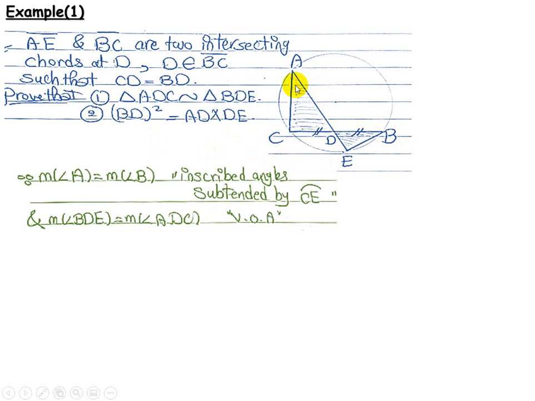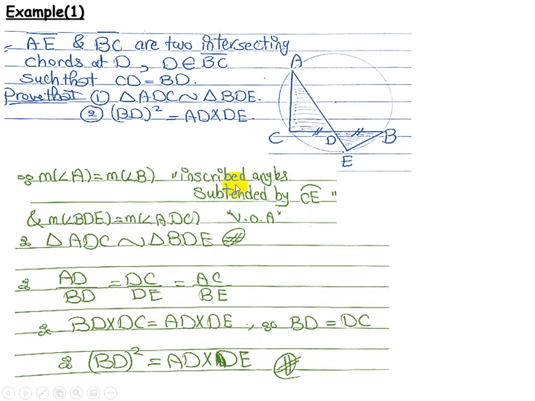First, measure of angle A equals measure of angle B because they are two inscribed angles subtended by the arc CE, and also measure of angle BDE equals measure of angle ADC, vertically opposite angles. So the two triangles are similar, which means that triangle ADC is similar to triangle BDE. Since they are similar, their sides are proportional, which means AD over BD equals DC over DE equals AC over BE.